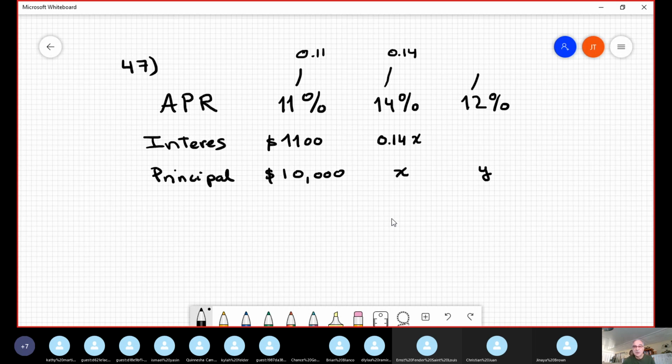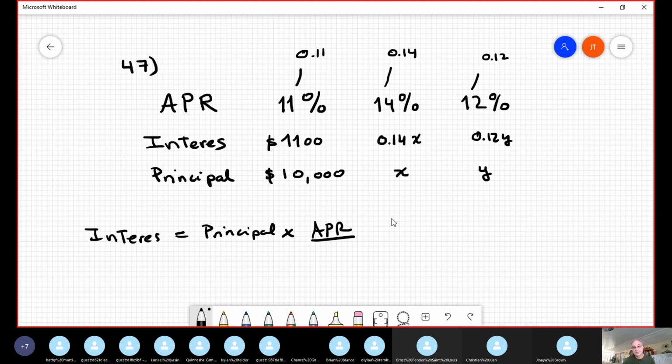And here, exactly the same. This is 12%, 0.12, multiplied by Y. In other words, guys, the formula is interest equals principal multiplied by APR in decimal. Now, the question says, okay, this and this together is equal to this. And this is my first equation. And this together is equal to this.